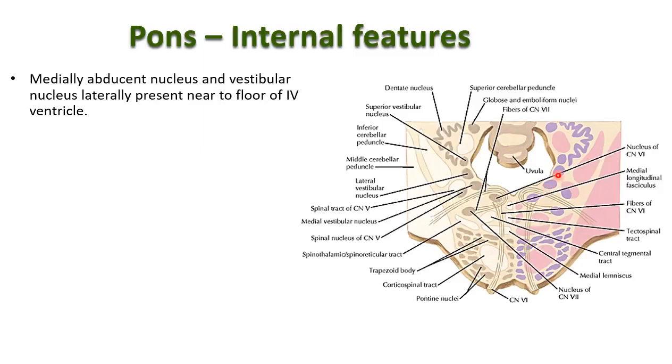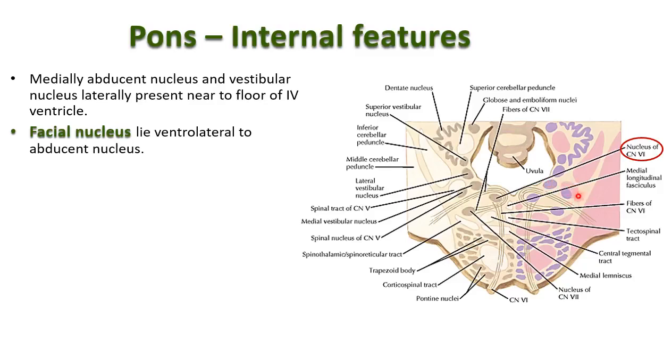Then anterior and slightly lateral to the abducent nucleus, you see the facial nucleus, somewhat ventral and lateral to the abducent nucleus. Ventral and lateral to the vestibular nucleus, you are able to see the spinal nucleus and tract of the trigeminal nerve. It is situated in front of the middle cerebellar peduncle, which you are able to see here.